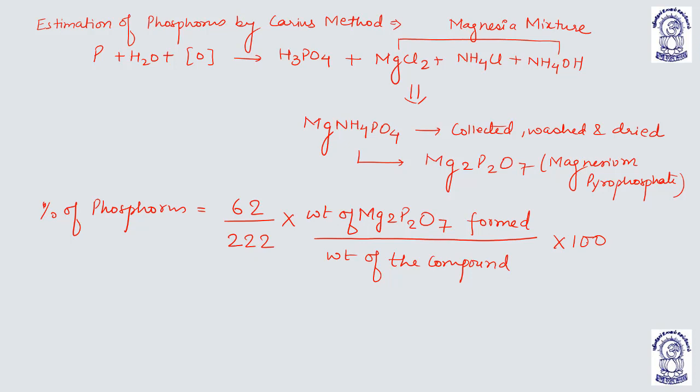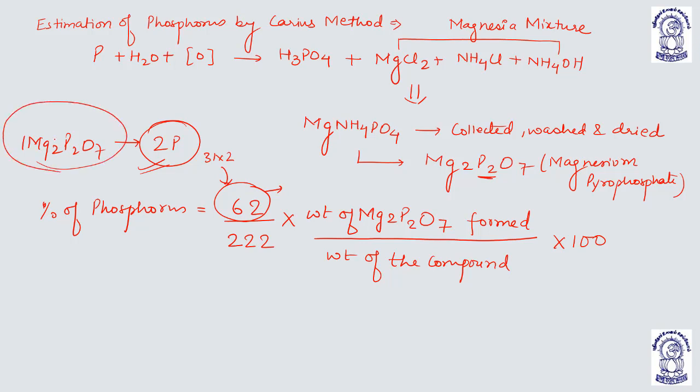Basically, what we have taken here is that 62 is the mass of two phosphorus atoms which are formed, because 1 mole of Mg2P2O7 gives 2 moles of phosphorus. So 31 into 2, that is 62, comes here, and the whole mass of Mg2P2O7 is 2 into 24 plus 62 plus 16 into 7. That will come 222. This is the percentage of phosphorus calculation.